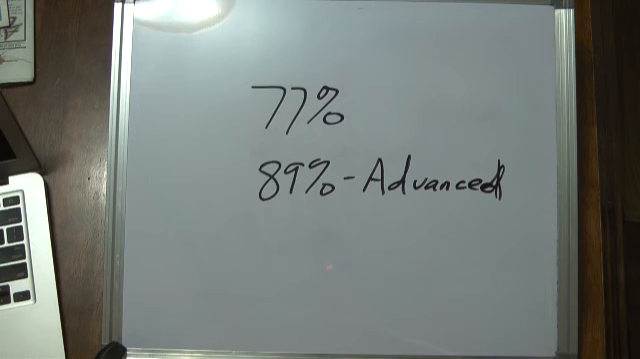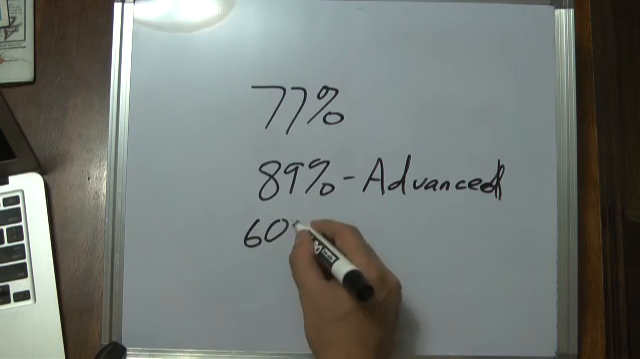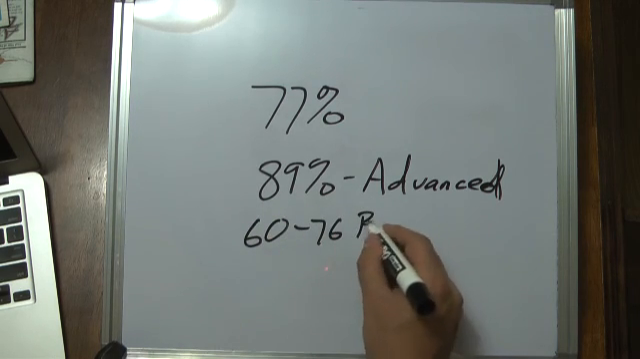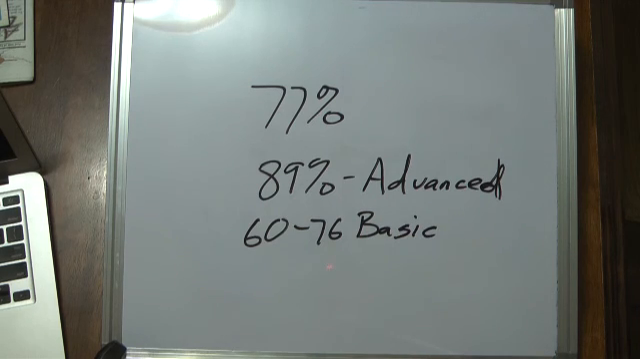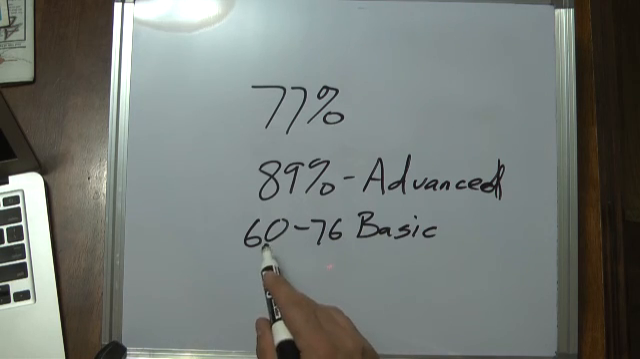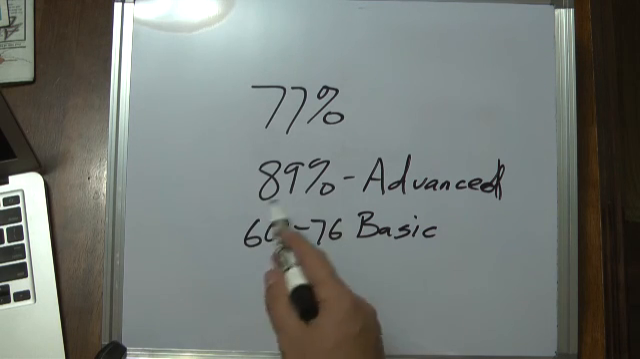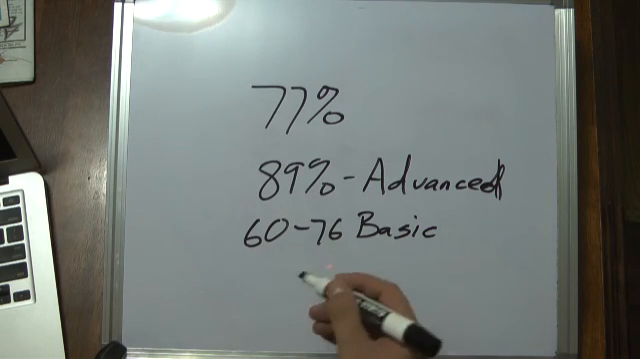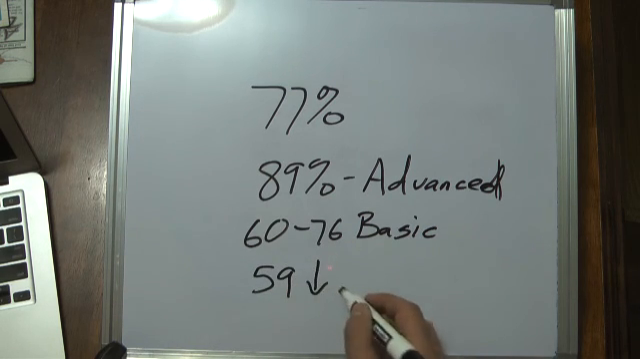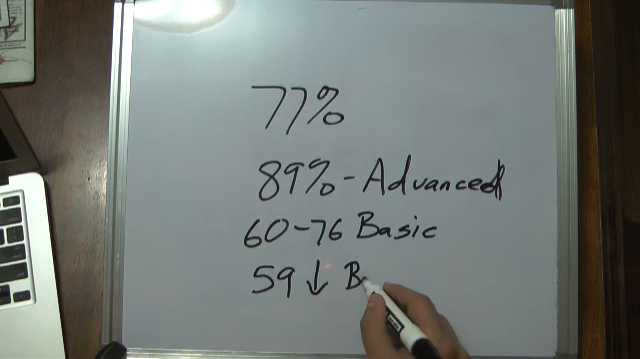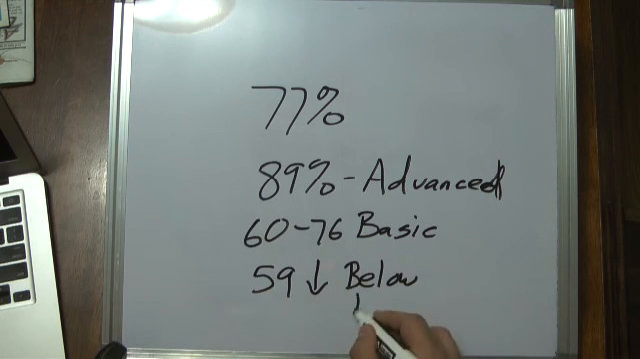Okay, anything between 60 to 76, now that's basic. Okay, that is a nice way of saying you did not pass. You just have a very, very basic understanding of the skills. So even though you get a 60 and you say, "Oh, great, I passed," okay, you really didn't. So don't be too excited about the 60 to 76. And just as in regular school, 59 and below, they call that below basic, and that is clearly failing.